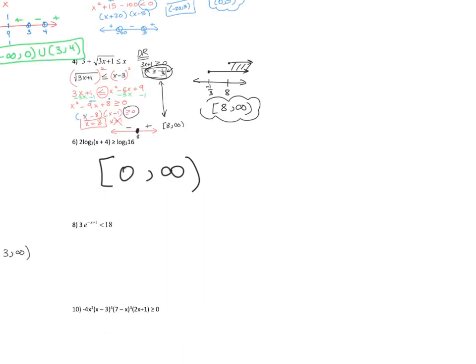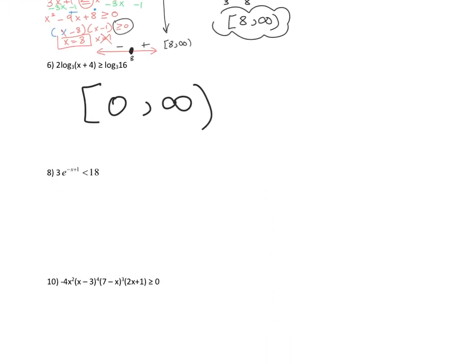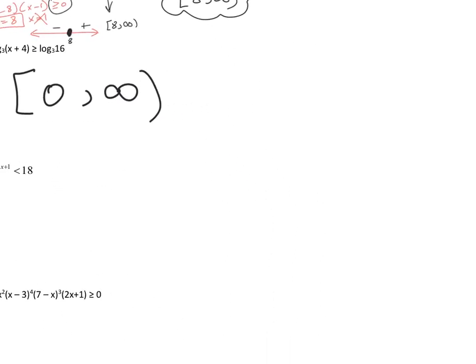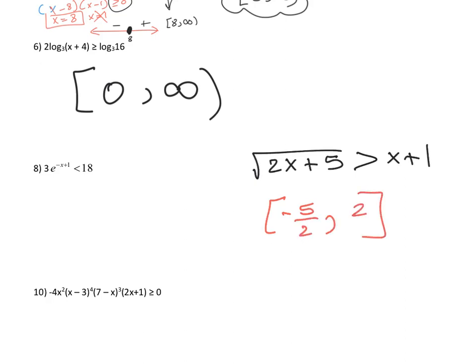Now pause the video and try this other question on your own, and that's similar to the one we did earlier, which is the radical one, number 4. So the question is square root of 2x plus 5 greater than x plus 1. Now the correct answer for this question was bracket negative 5 over 2 to bracket.